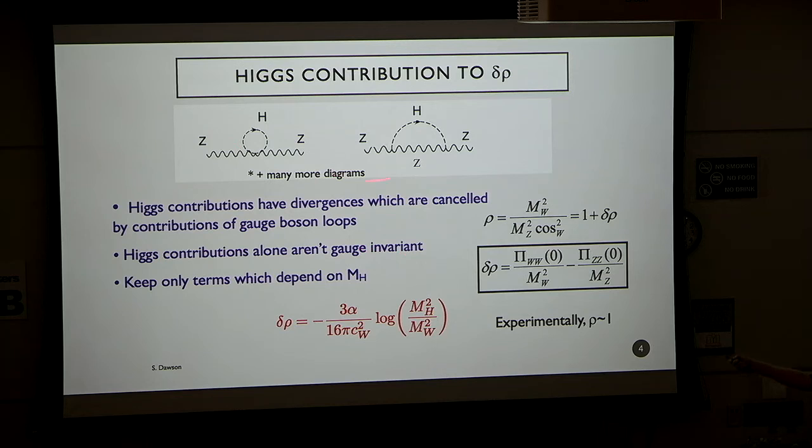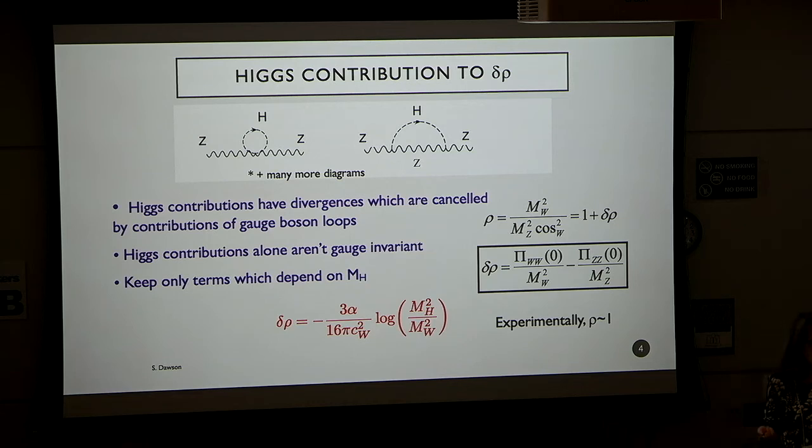Furthermore, these contributions alone aren't gauge invariant. So this is just pulling out a piece of the whole. I'm going to keep only the terms which depend on m_H when I calculate these. And what do I get? I get the rho parameter: alpha over 16 pi cosine squared theta_W, times a logarithm of m_H squared over m_W squared. So the rho parameter depends logarithmically on the Higgs mass.